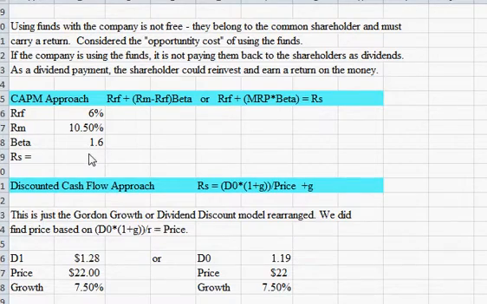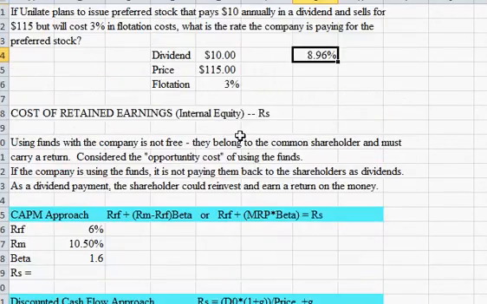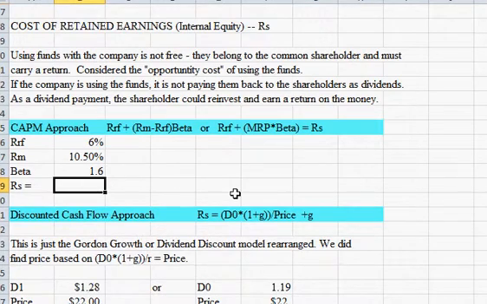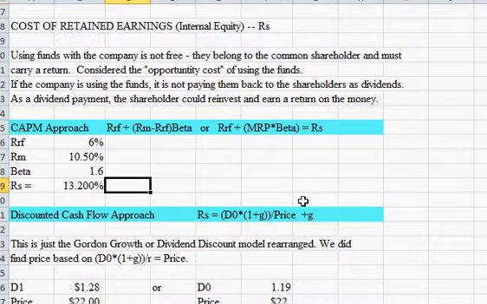So we would take and use this formula. We would say this equals 6% plus the 10.5% less the 6%, and we multiply that times the beta. So we get 13.2%, and that would be one way to estimate the return you would need on common equity.